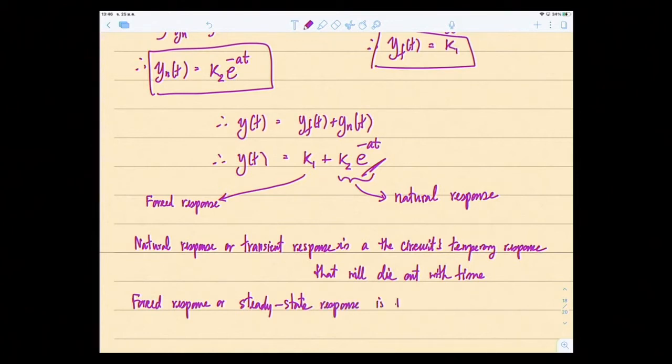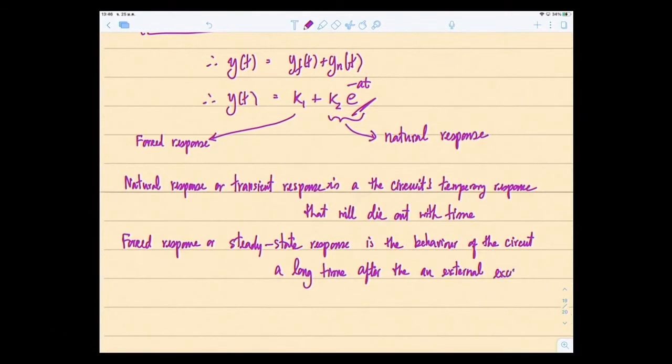Okay, it will show the behavior of the circuit a long time after the excitation is applied, after external excitations are applied to the circuit. So at steady state, what does the response look like? This is your forced response, or the steady state response.